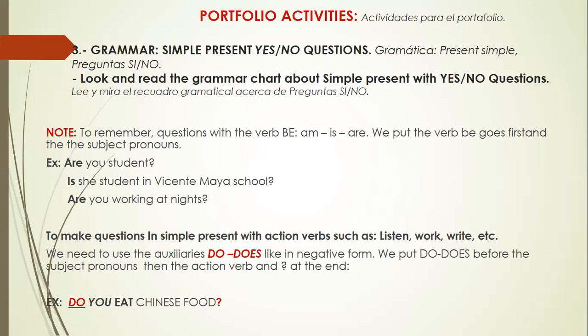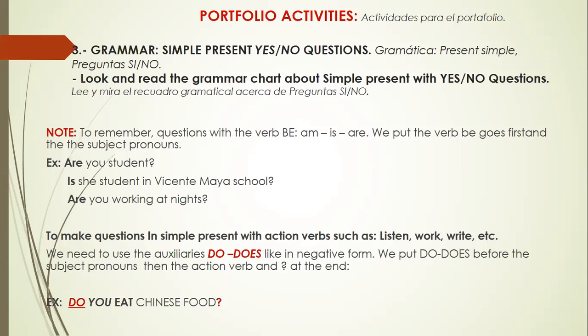Okay, so example, do you eat Chinese food? Do you eat Chinese food? Entonces aquí tenemos una pregunta con el auxiliar do. Okay, do you eat Chinese food? Guys, you have to remember something. When we're using do, does like auxiliary, they don't mean anything in Spanish. Okay? Entonces, cuando utilizamos el auxiliar do o does, no significan nada en español, solo son auxiliares, ¿ok?